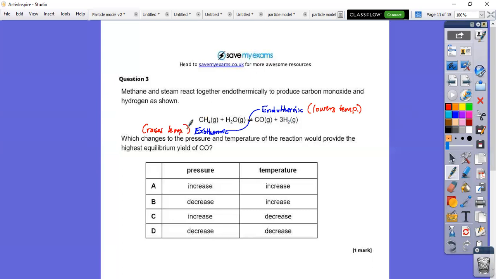Good. So would it be increased temperature? Correct. So what's your option then? Was it B? Correct. Good.